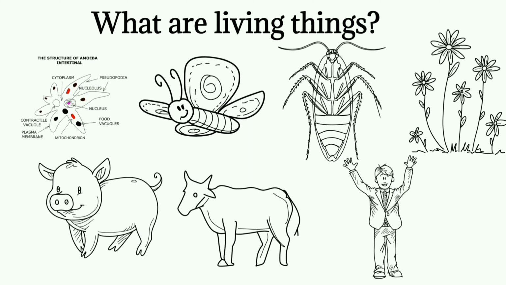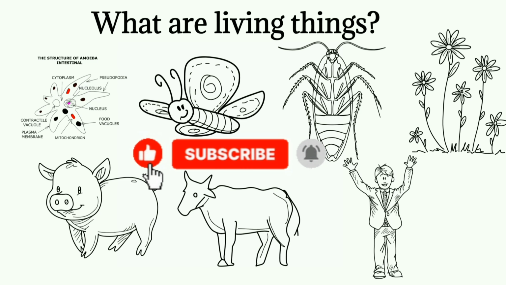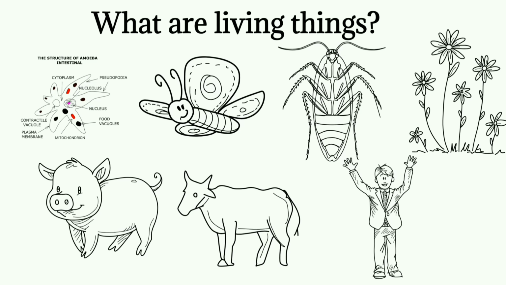If you look at the diagrams here, you can see amoeba. Amoeba is microscopic. Then you have butterfly, cockroach, plant, pig, cow, man. All these are macroscopic. Microscopic can also be called lower organisms, while macroscopics are called higher organisms or complex organisms. So how do we recognize them? We find out in the next slide.